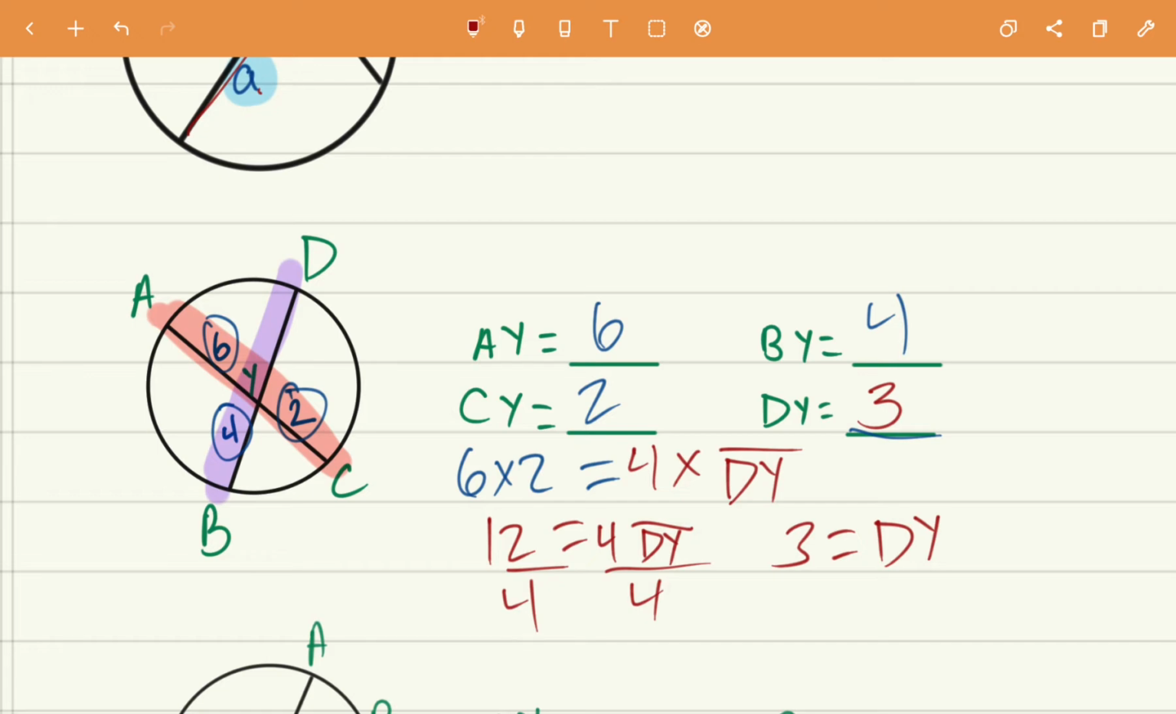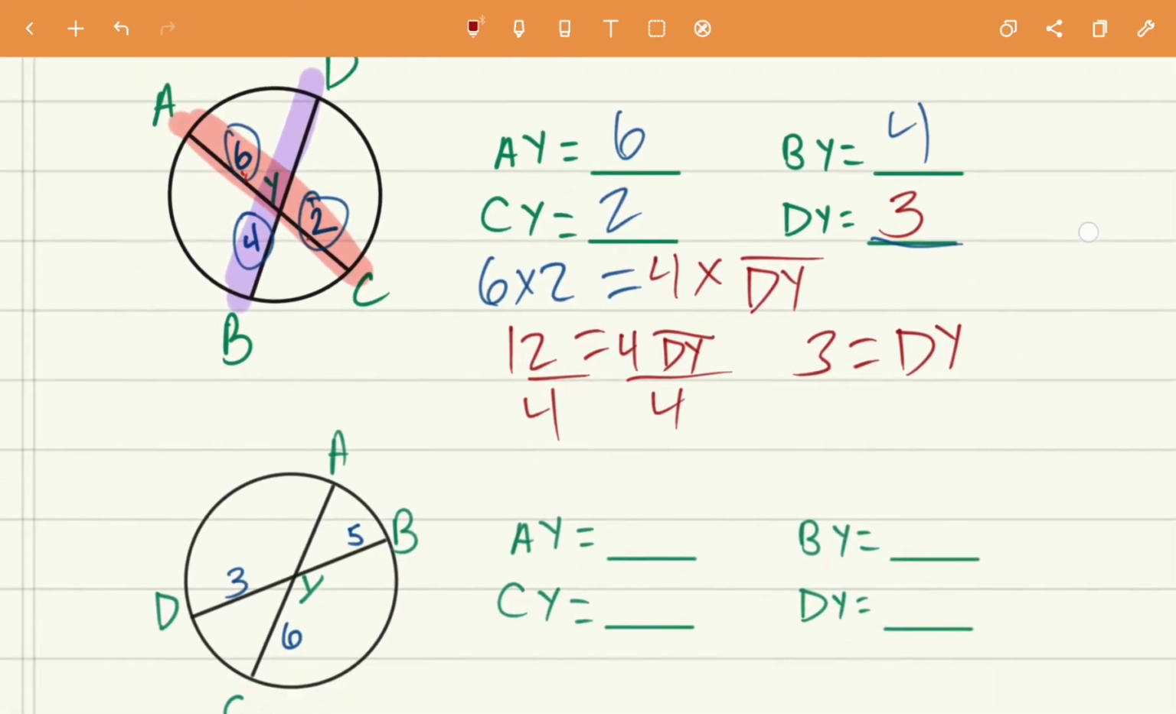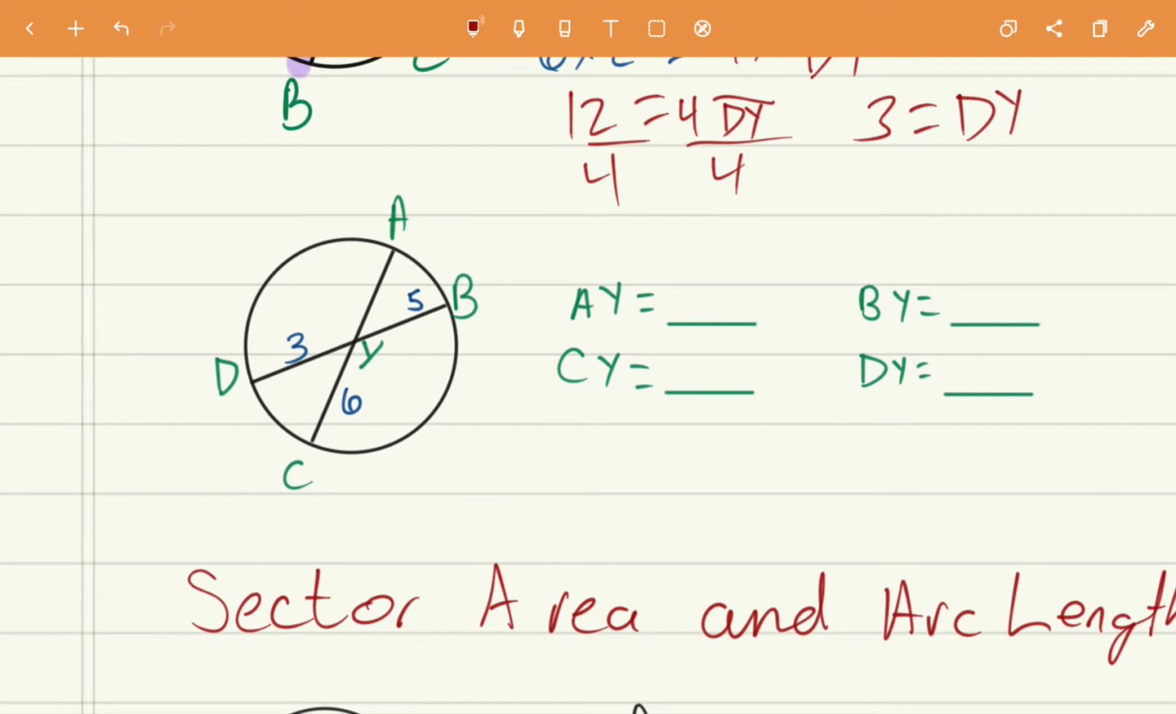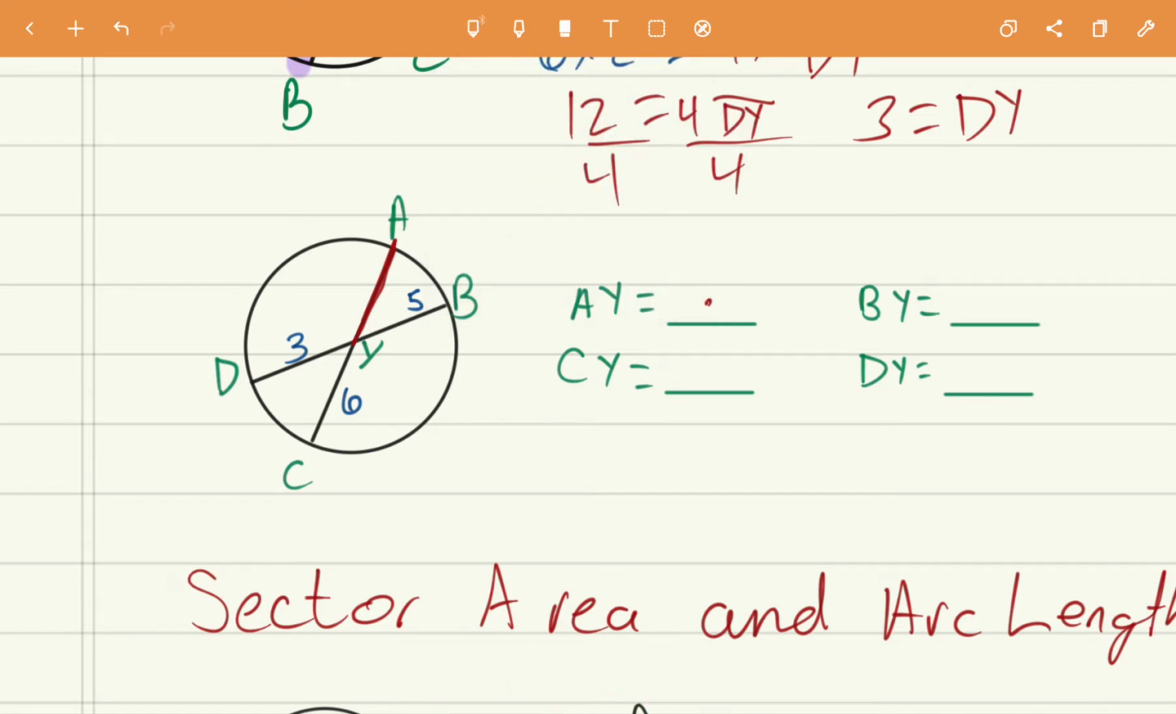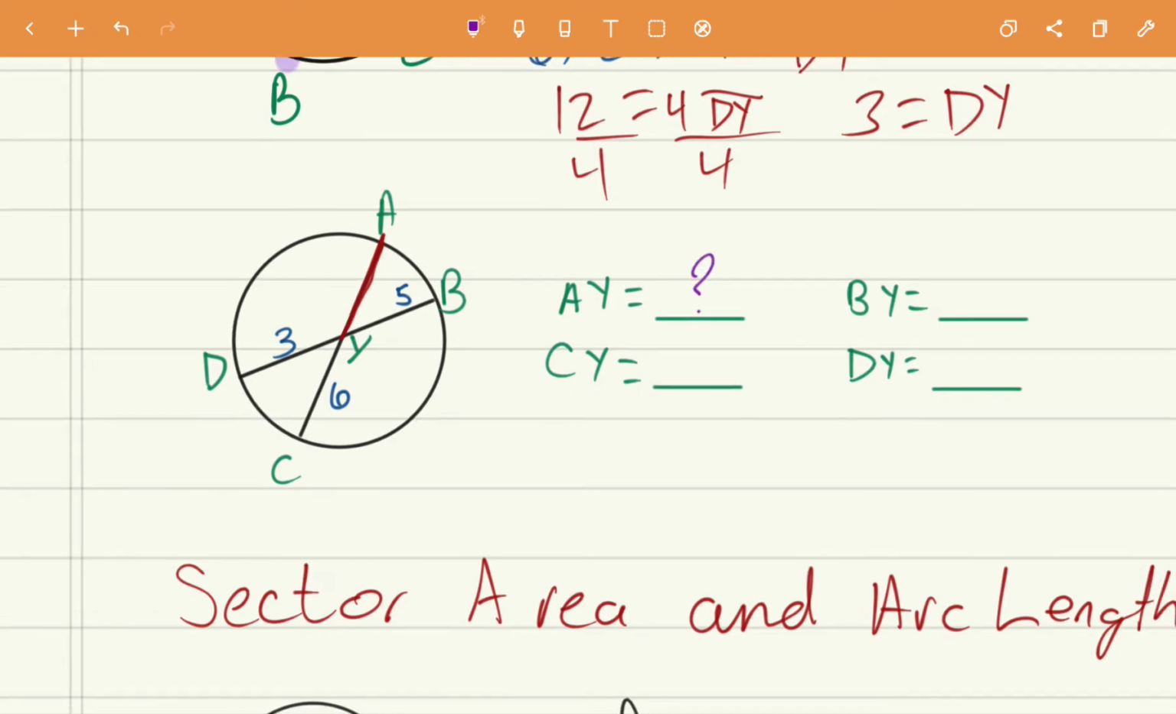And that's that. Multiply both parts of the chord, set it equal to the product of the other chord, and then solve for your variable. Let's look at another one. Actually, let me give you a chance to do this one by yourself. So go ahead, do this one real quick. Pause the video if you need to. And now I'm going to do it.